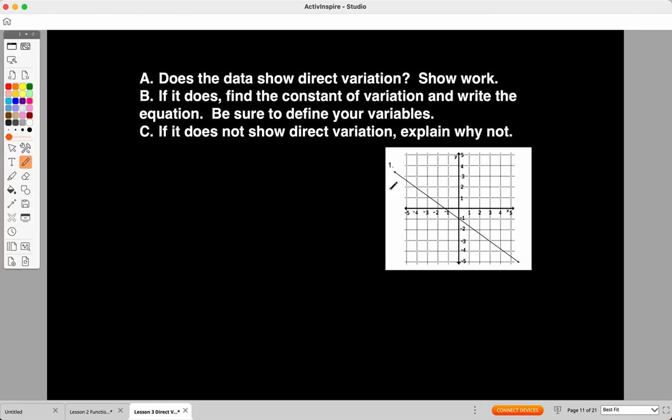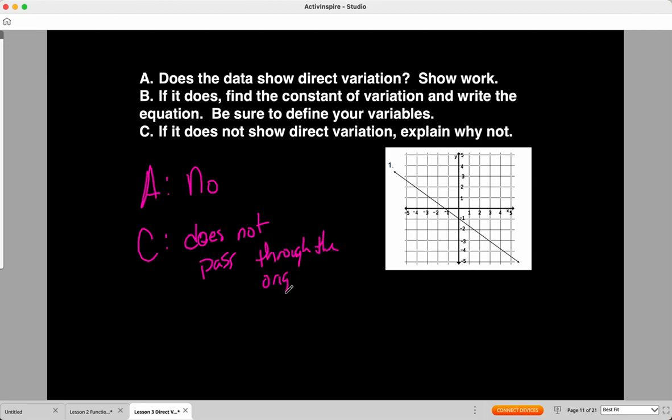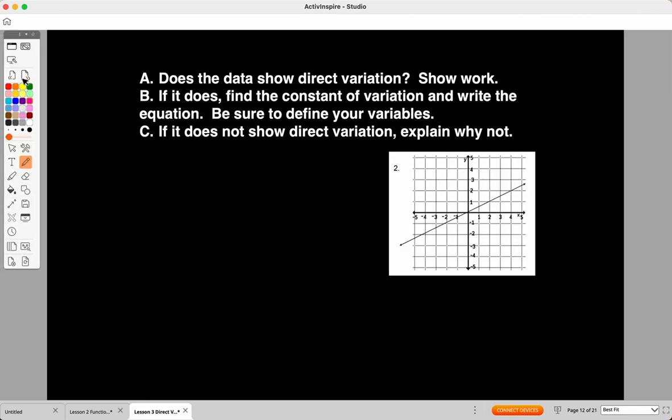So if we look at a problem, does this graph show a direct variation? You're going to say, first off, no. A is no. It does not. And you're going to tell me why, because it does not pass through the origin. That's the entire reason. Okay, and this would be something else we would talk about in another lesson if we were talking about slope-intercept form and things like that. So what about this one? Does this show direct variation? You guys figure out A, B, or C, depending on what you have to answer.